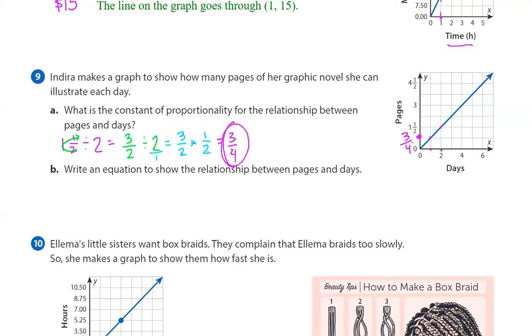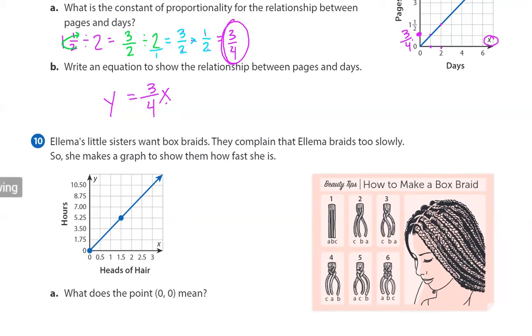Write an equation to show the relationship between pages and days. Okay, well, if our constant of proportionality is 3/4, and x represents our days, and then we just stick y over there. However many days times 3/4 will give us how many pages she was able to do. So that's the format for all of these proportional relationships: y goes on this side, x goes on this side, the constant of proportionality, or the unit rate, goes with the x. That's the format.